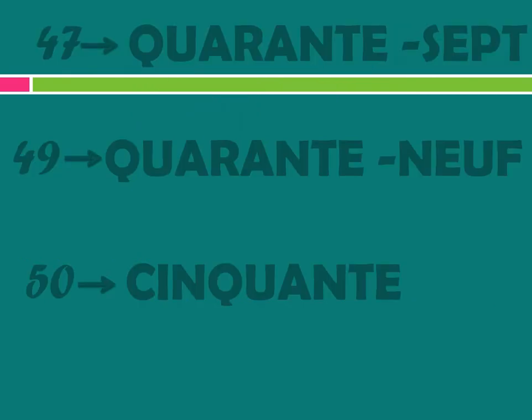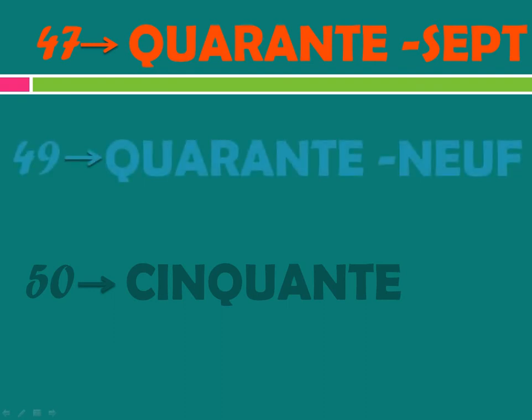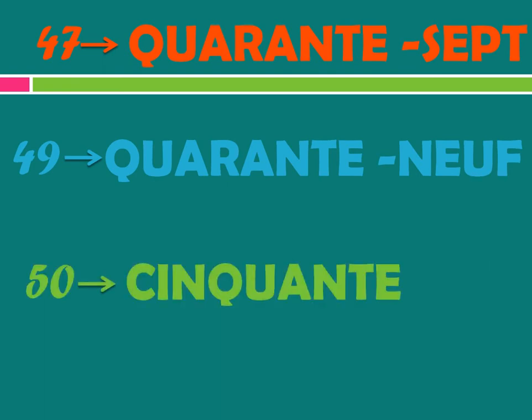47 is 7 added with 40, quarante-sept. 49 is 9 added with 40, so it is quarante-neuf. 50 is cinquante.